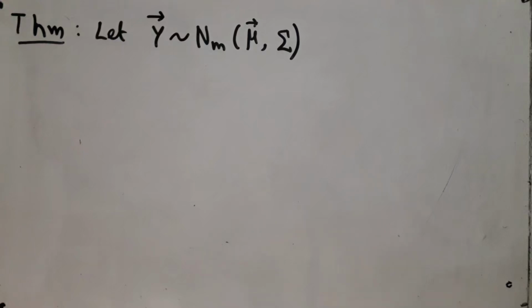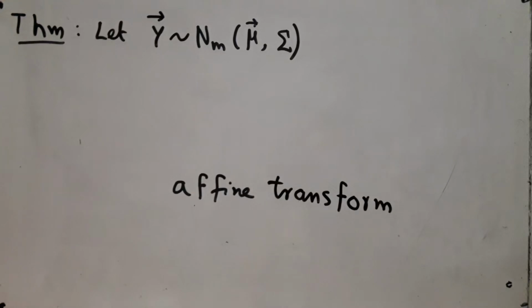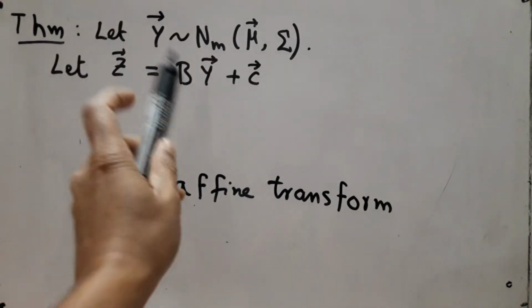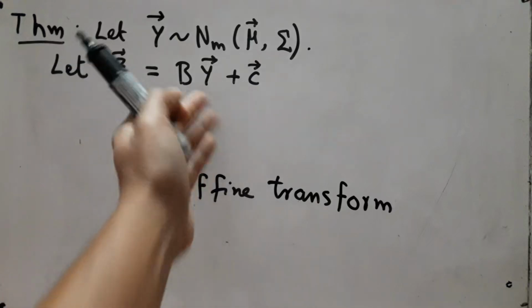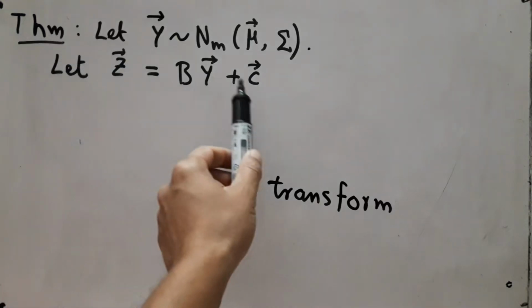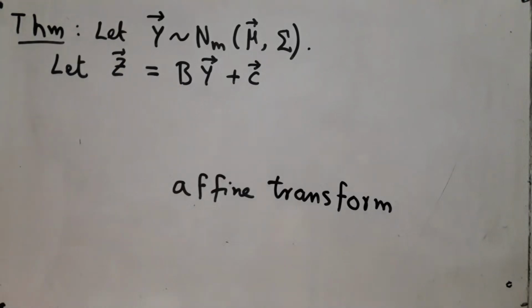In this video, we are going to discuss an important transformation property of multivariate normal. So our theorem starts like this. We have y, which is a multivariate normal random vector with some mu and sigma. Now, what I do is I apply an affine transform to it. By this I mean I multiply y by some matrix B. It must be of appropriate order so that the multiplication is defined, and then I add a fixed vector.